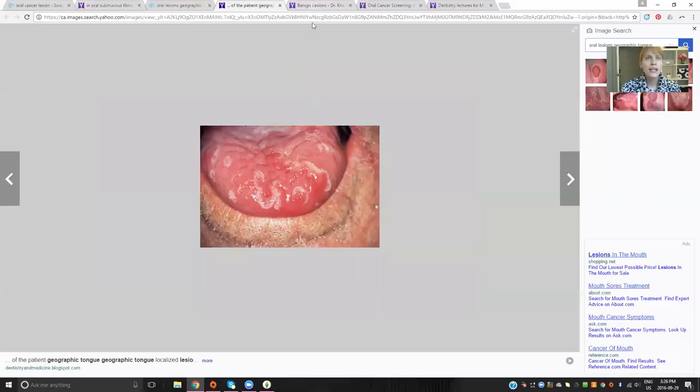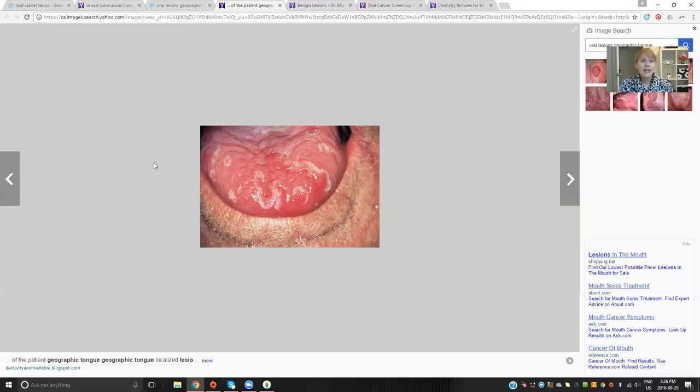But I wanted to actually show you guys things that are normal, that may actually look like they're cancerous, but they're normal. This is very common, and if I was a new student newly working in the dental office, I might say, oh my God, that looks horrible, right? But this is very common. So does anybody know what this is?